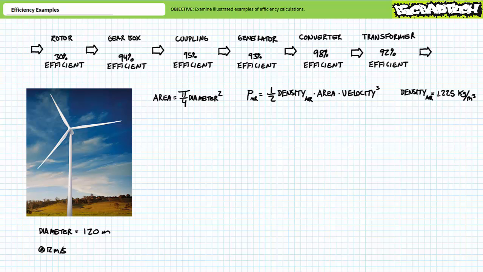Consider an industrial wind turbine modeled in the following fashion. A rotor consisting of the blades and hub intercept a column of moving wind and convert the mechanical power of the moving wind to the rotational movement of a shaft. Let's say the rotor stage is 30% efficient. The main shaft drives a gearbox, which converts the low-speed, high-torque movement of the main shaft into high-speed, low-torque movements of an output shaft suitable for electrical power generation. The gearbox stage is known to be 94% efficient.